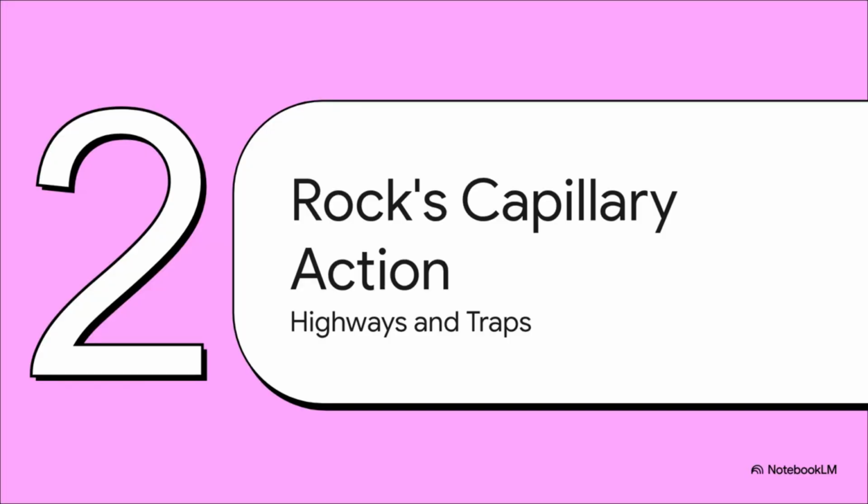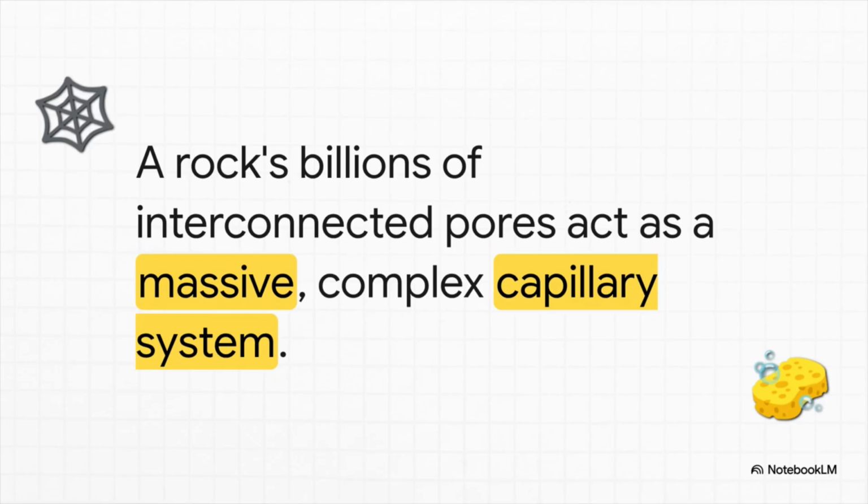So we've got these forces. Now let's see how they actually play out inside the rock itself. This is how these tiny, tiny pores can become both superhighways and inescapable traps. It's so important to get the right picture in your head here. A reservoir rock is not a solid block. It's more like a super rigid sponge filled with billions, literally billions, of tiny, interconnected pores and channels. This whole network acts as one single, massive, and unbelievably complex capillary system.